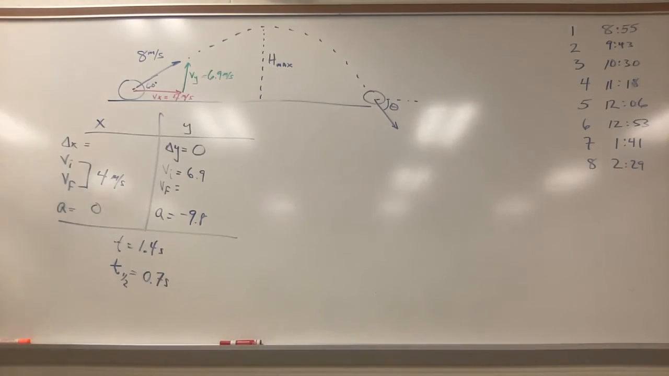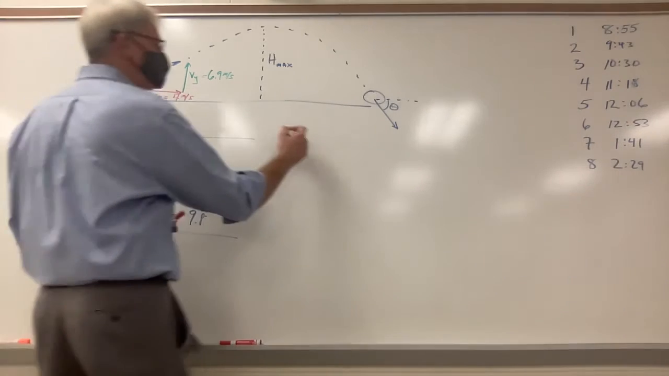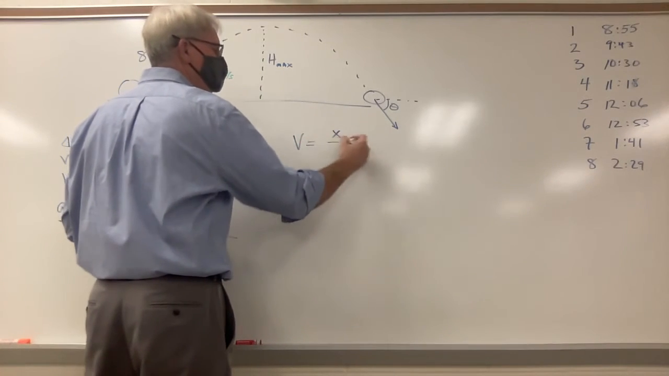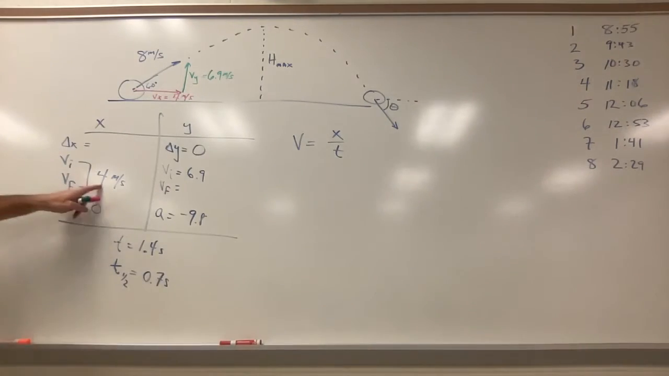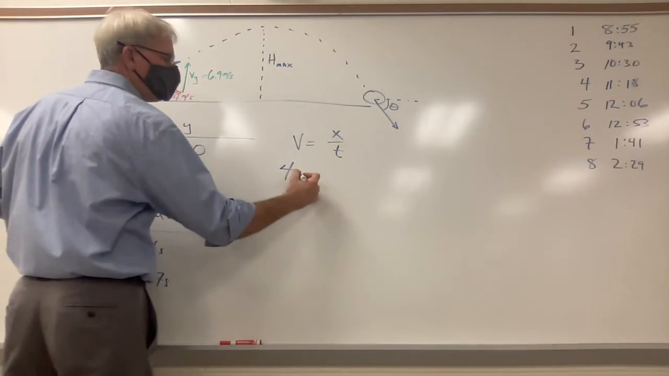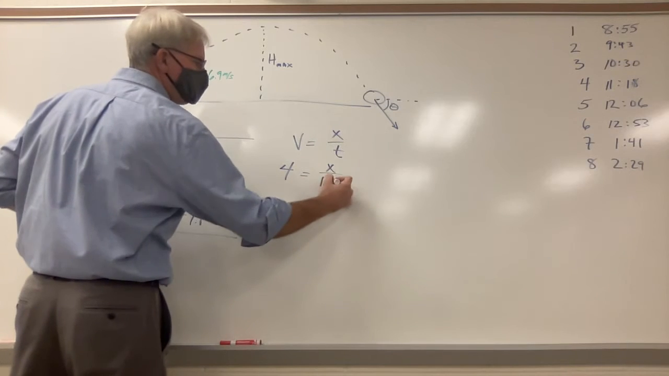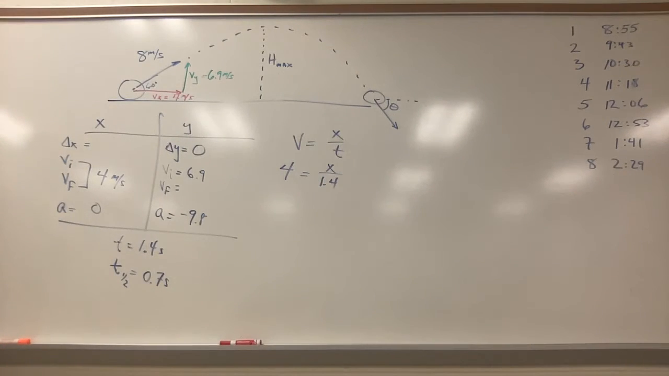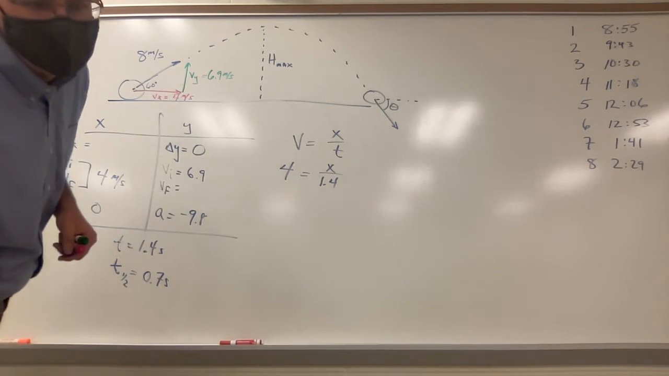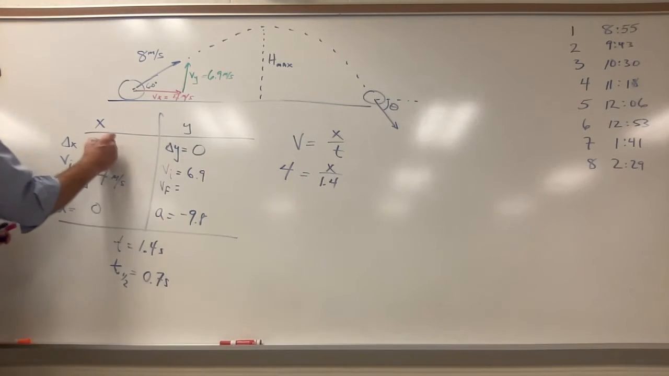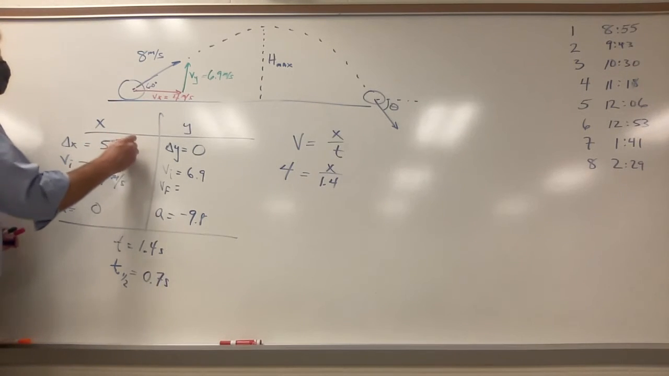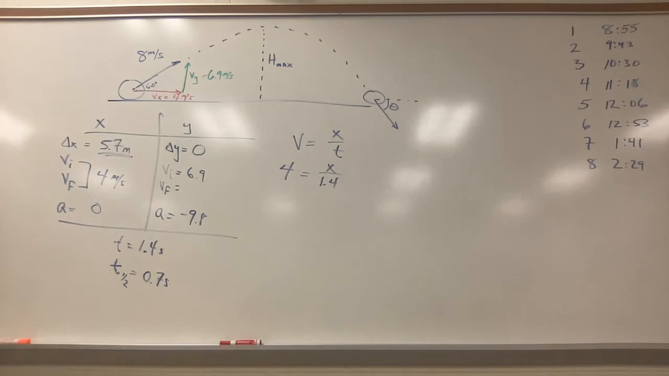All right. So I want to know the range. How far did it go in the 1.4 seconds? V equals x over t, and our V is 4. So 4 equals x over 1.4. 4 times 1.4 is 5.6 something. Turns out I rounded it to 5.7.